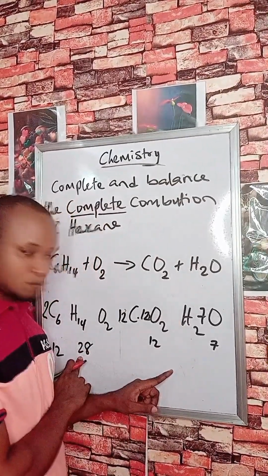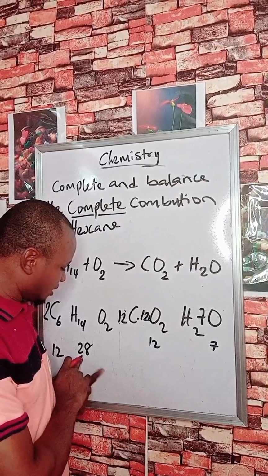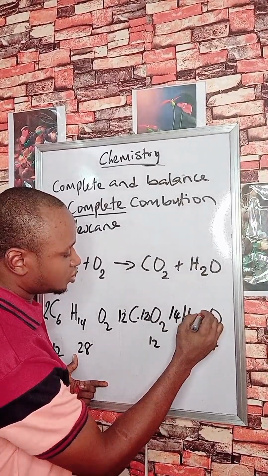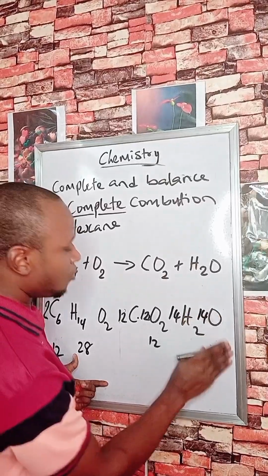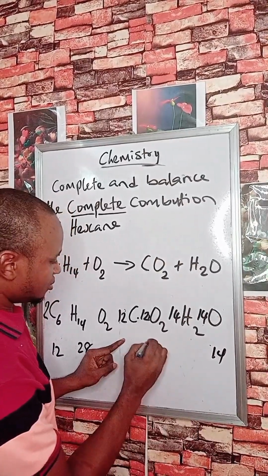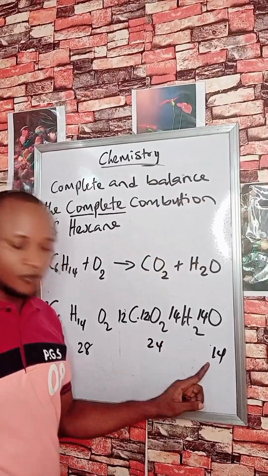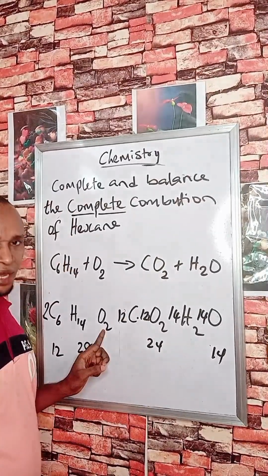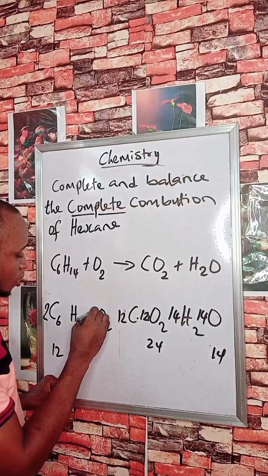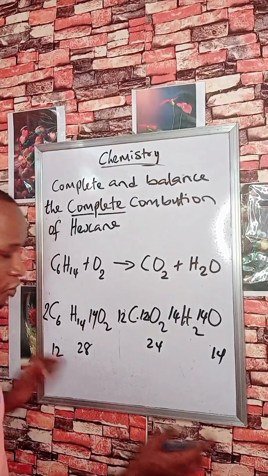So we are looking for 28. What will you multiply by 2 to have 28? That's 14. So you now add 14 here. And the 14 also affects oxygen that is here. So now oxygen here is 14, while oxygen here is 24. So 24 plus 14, that is 38. What value can you multiply by 2 to have 38? That will be 19. So if that's the case, it means that we are done balancing our equation.